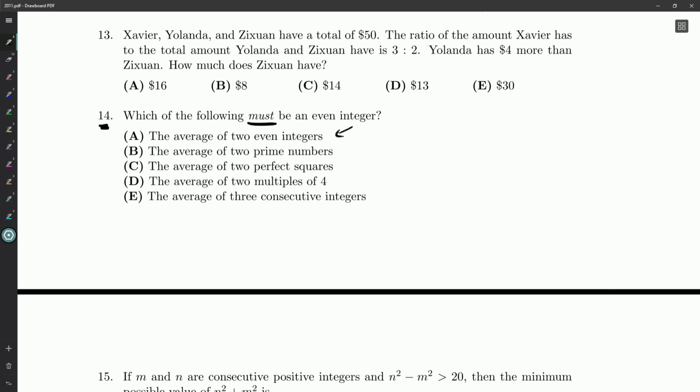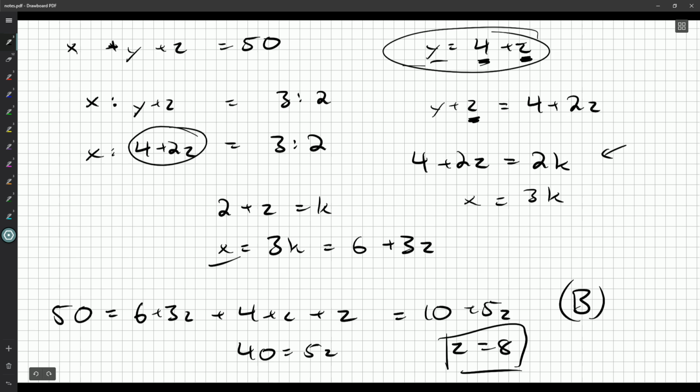Or is there a way that I can make the average of two even integers odd? And for something like this, you might just want to play around with it a little bit. Okay? So, pick two even numbers. How about 2 and 4? Well, that would add up to 6. The average of those would then be 3, so that fails pretty quickly.